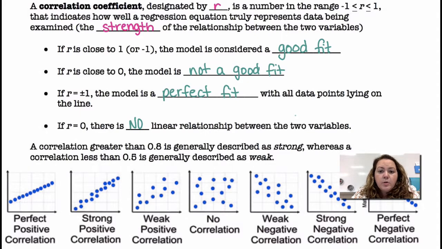It can be positive. It can be negative. All right, and then the slope is always going to match the slope of your line. If you have a positive correlation, you're always going to have a positive slope. If you have a negative correlation, you're always going to have a negative slope. All right. A correlation greater than 0.8 is generally described as strong, whereas a correlation less than 0.5 is generally described as weak. And so then I just kind of gave you some scatter plots here of what a perfect negative correlation all the way through a perfect positive correlation and in between with no correlation. So the closer together your dots are, the stronger it is. The more spread out, the weaker it is.